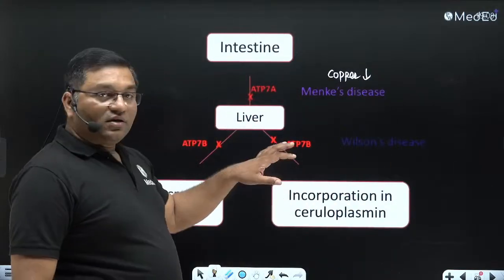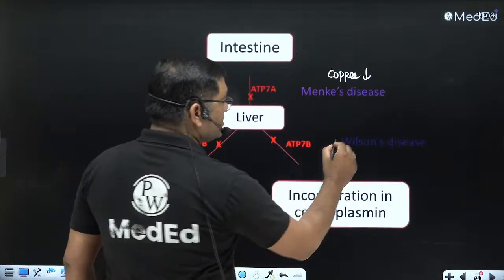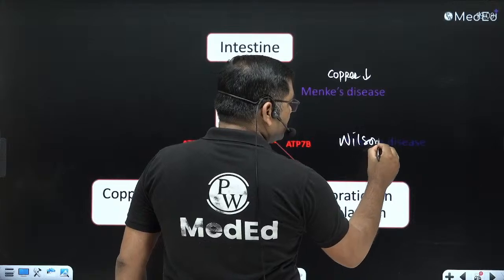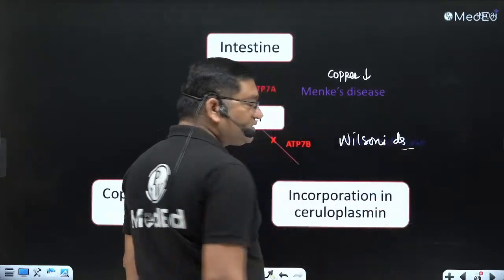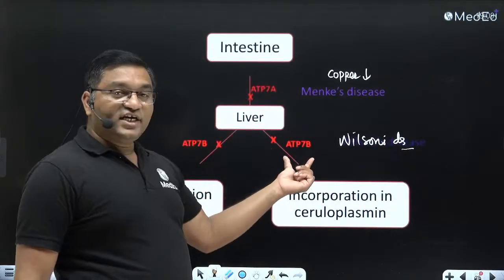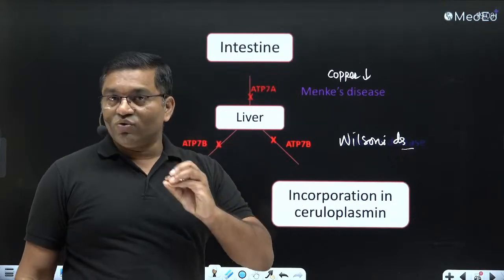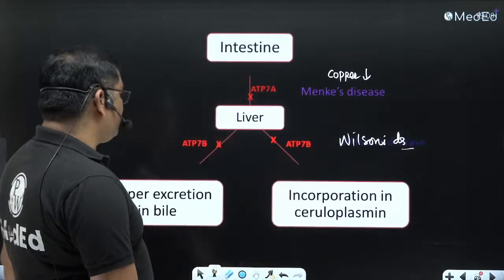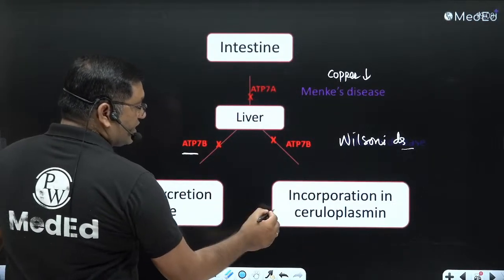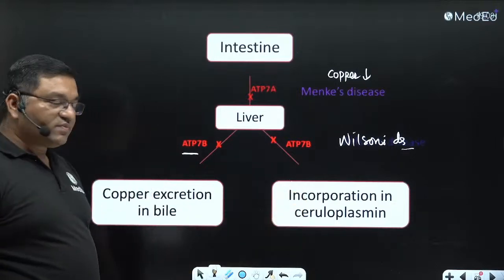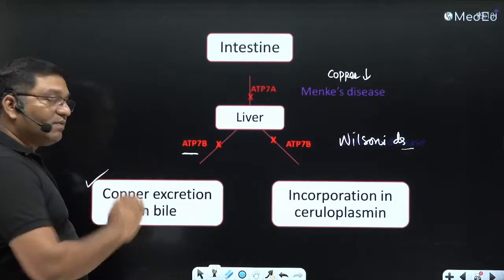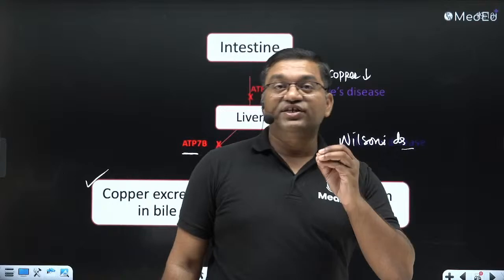While in Wilson's disease, there is copper excess. Why copper excess? Because there is mutation in ATP7B. ATP7B is important for incorporation of copper into ceruloplasmin and copper excretion in the bile. So it affects the excretion of copper.